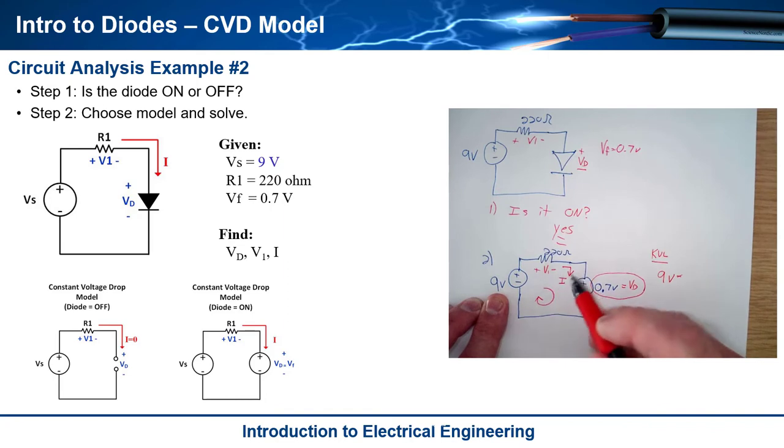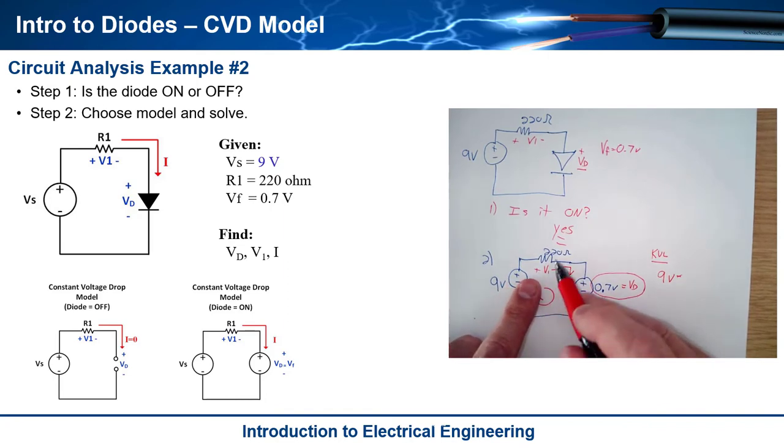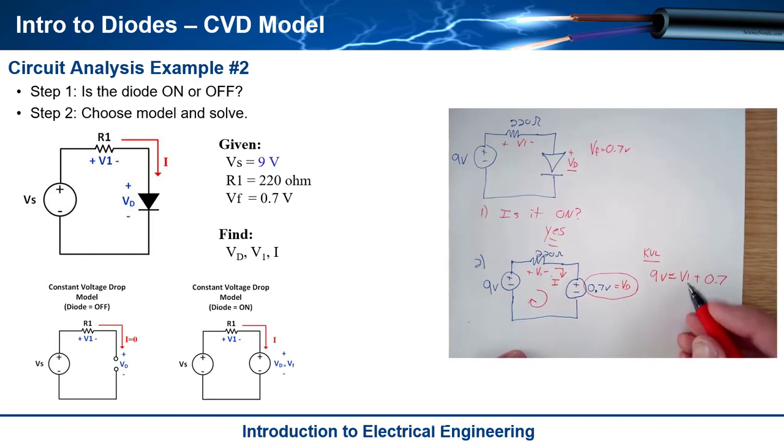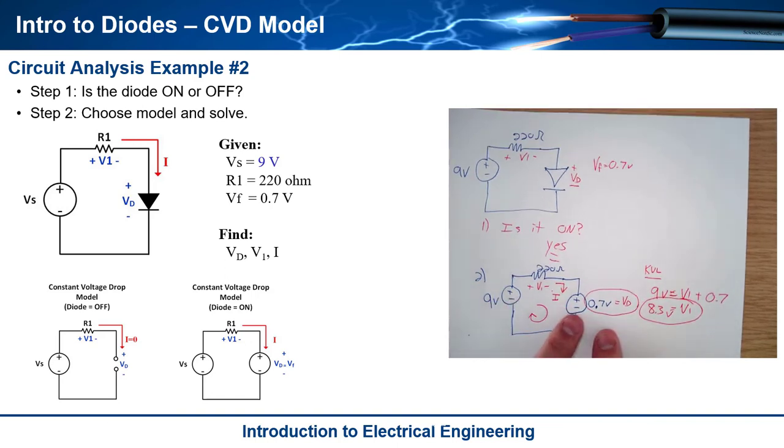And now let's do my drops. I drop positive to negative across V1, and then I have positive to negative over the 0.7. So I go 0.7. And now look at this, I actually have isolated V1. All I got to do is subtract 0.7 from both sides. It turns out that V1 is equal to 8.3 volts. Holy cow, that's pretty awesome. So as soon as it turned on, it clamped at 0.7, and all the rest of the voltage was then across the resistor.